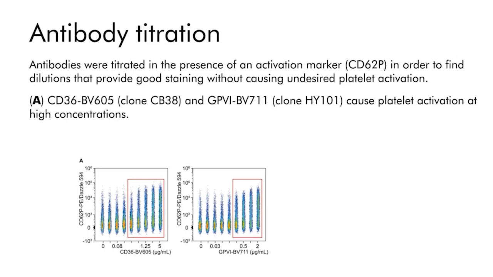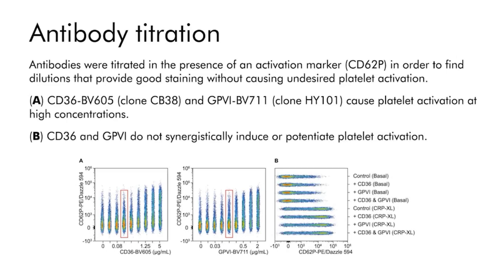So panel A, shown here, shows CD62P on the vertical axes and CD36 and GP6 on the horizontal axes. Inside the red boxes, we see that high concentrations of CD36 and GP6 cause an undesired increase in CD62P. However, we were able to find lower concentrations that provide separation of CD36 and GP6 without causing an undesired increase in CD62P.